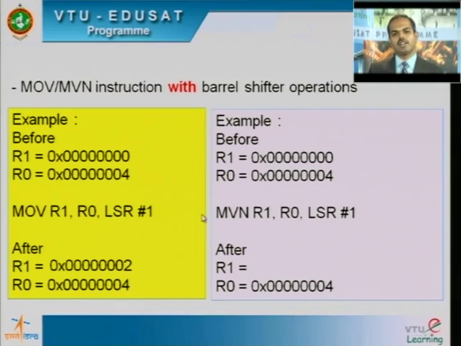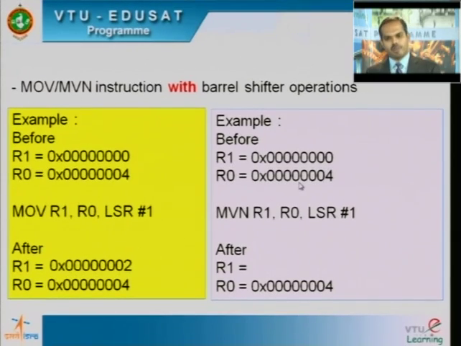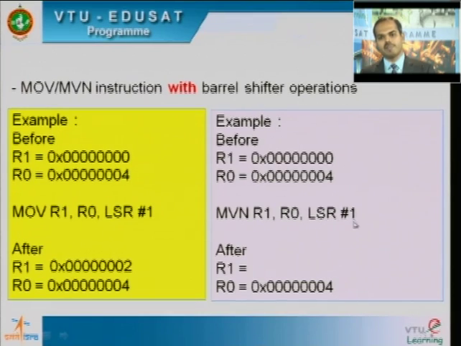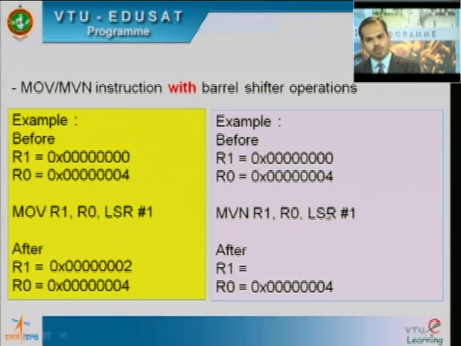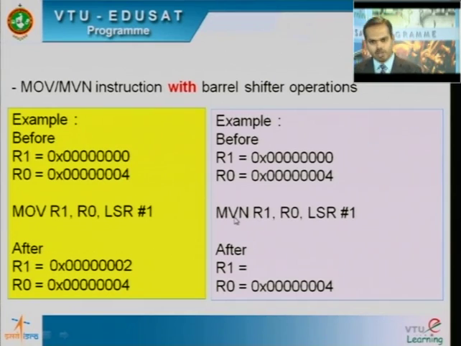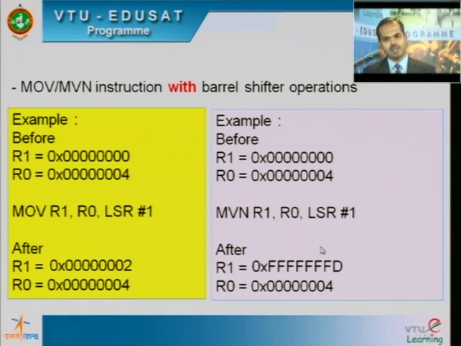Similarly, can we do the next example? R1 is 0 again, R0 is 4. MVN, in place of MOV, R1, R0, LSR #1. That is logical shift right by one position of the content of R0. Right now R0 holds 4. If we shift 4 right by one position, it is 2. And you have to remember MVN takes ones complement of that value. So, the ones complement of 2 is the answer that gets stored in R1. Ones complement of 2 is 7 Fs followed by D.